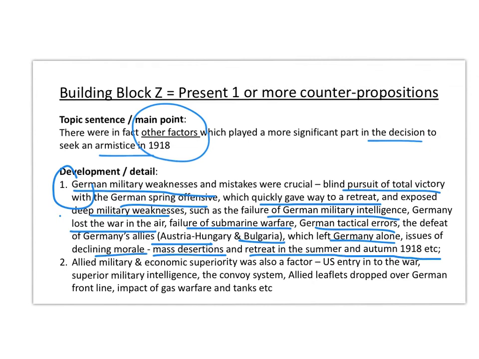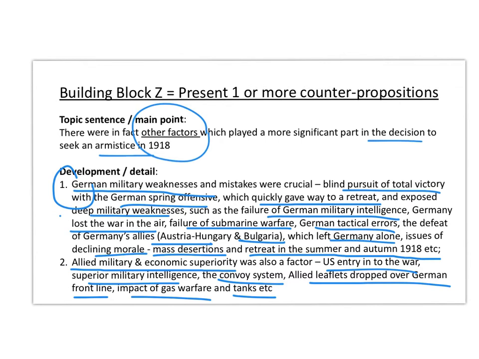Okay, you developed a good alternative proposition. Were there any others? Yes, there was another one. I would argue that it wasn't all about German weaknesses, it was also about the strengths of the Allies, in particular the Americans and the British. The American entry into the war, they had superior military intelligence, they had a convoy system that made the German submarine warfare ineffective. The way they dropped leaflets over the German front line was a major factor that led to many German soldiers deserting. The impact of gas warfare, they developed superior masks that made the German use of gas warfare ineffective, more effective use of tanks, etc.